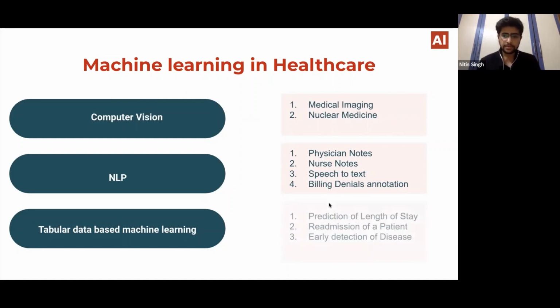And next is tabular-based data. Some of the use cases are prediction of length of stay, readmissions of a patient, and early detection of diseases. So all three have their own importance and space and implementation method.